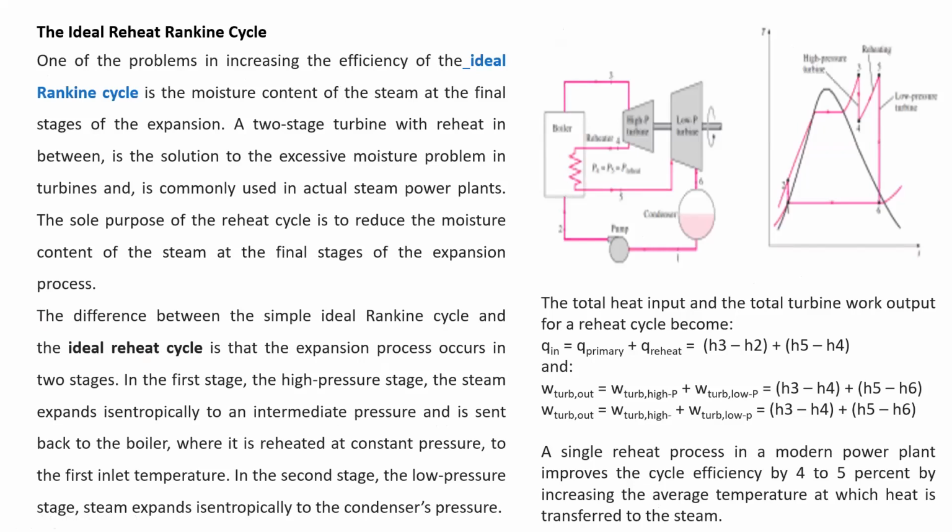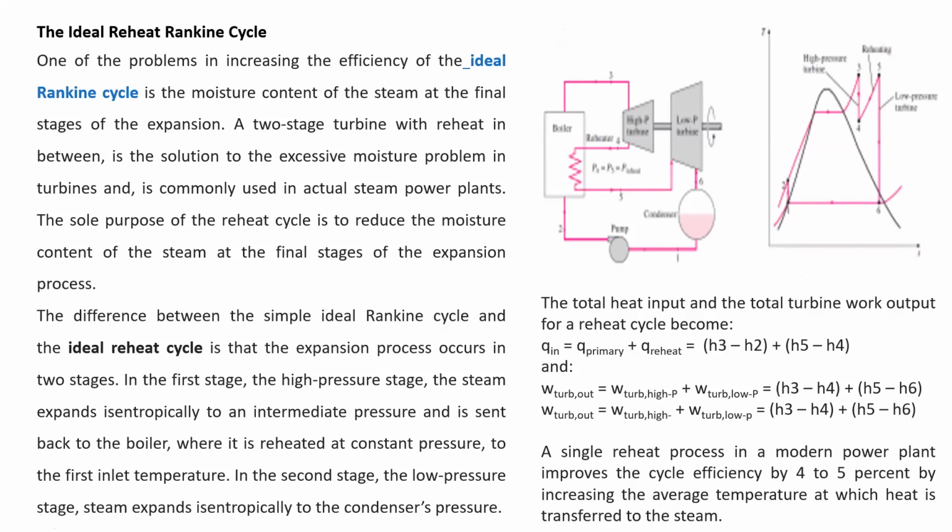Reheat Rankine cycle, one of the promising ways of increasing the efficiency of the ideal Rankine cycle. So we saw just the simple Rankine cycle. To improve this Rankine cycle, in the example we also saw 16%. Usually it is 30 to 40%.